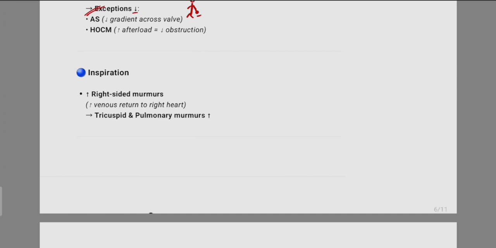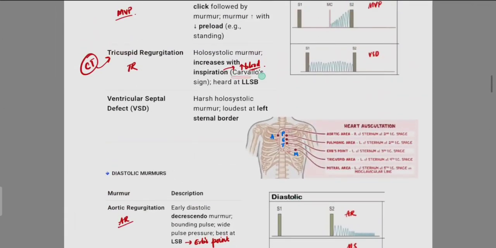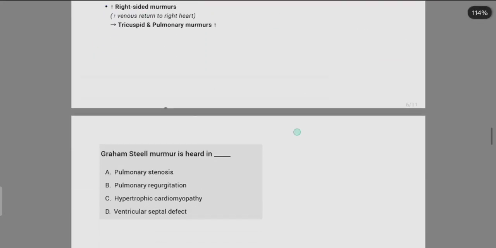Next is going to be your inspiration. So more inspiration means what? Venous return will be more, so your right sided murmurs will increase, more blood, so tricuspid and pulmonary murmurs will increase. That is what we have seen in tricuspid regurgitation as well, the Carvallo's sign, right? So that is what we'll remember, that is inspiration.